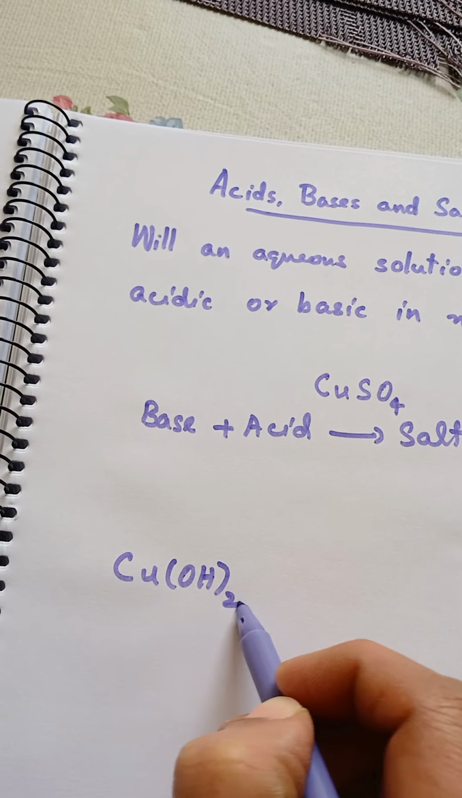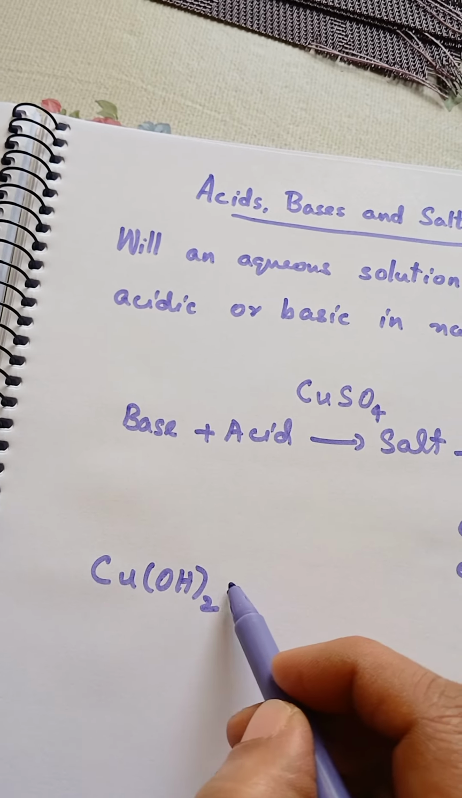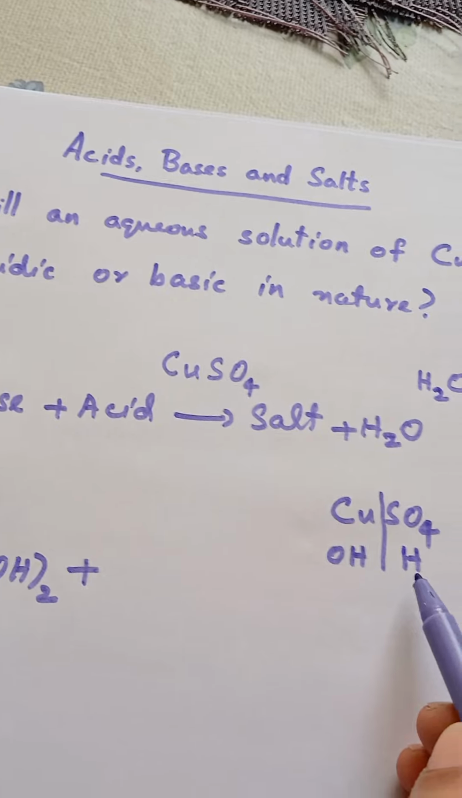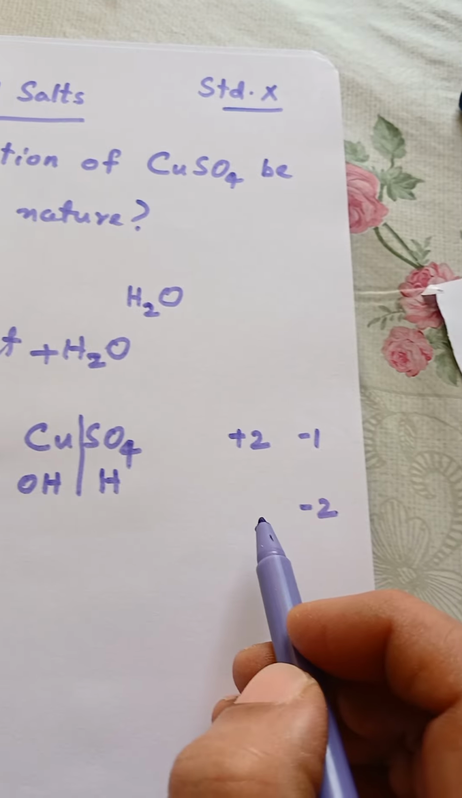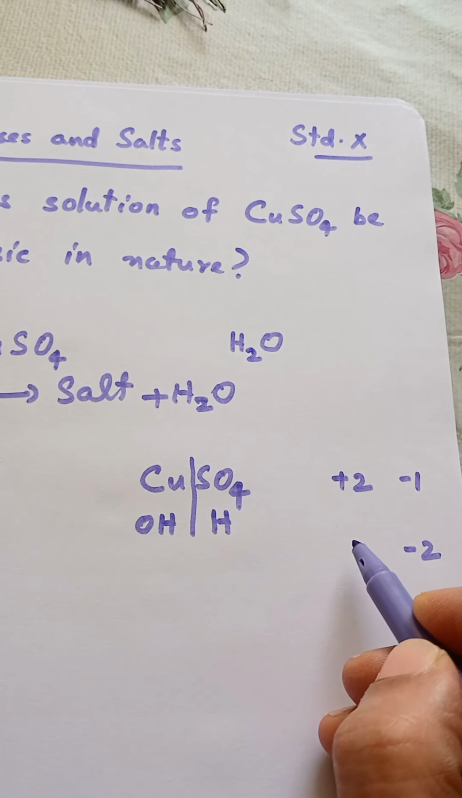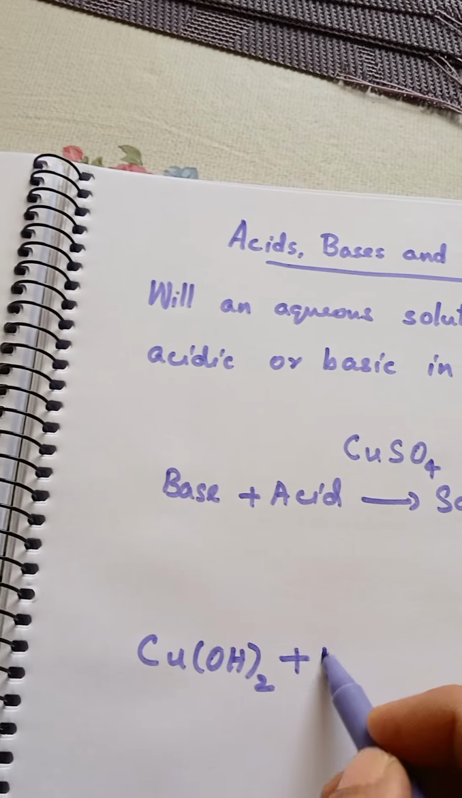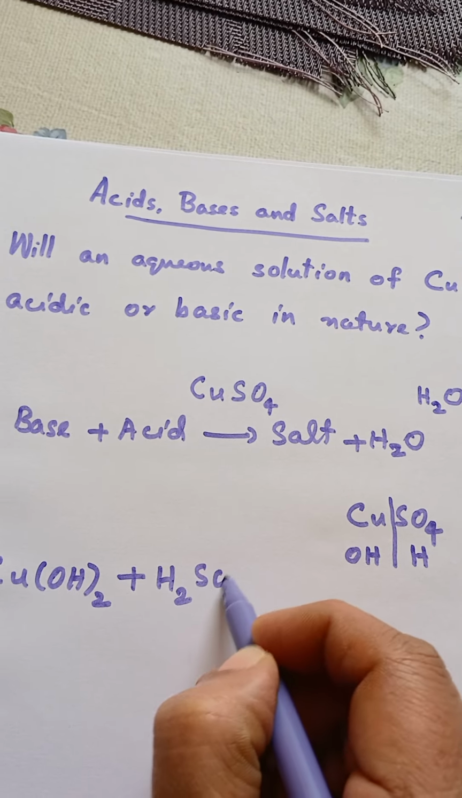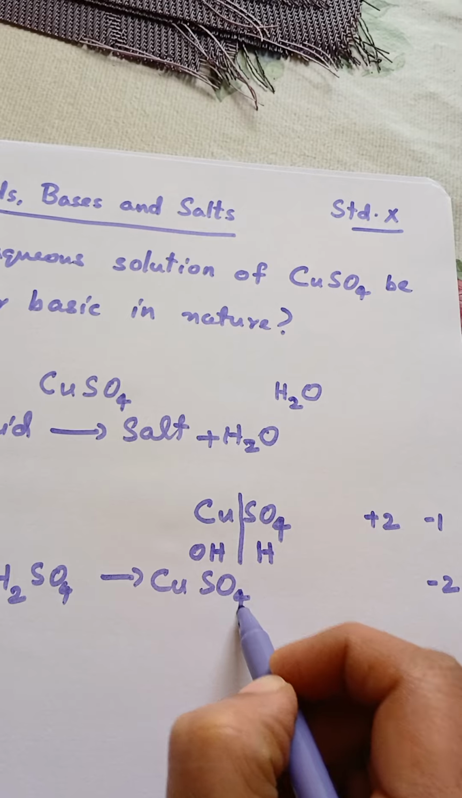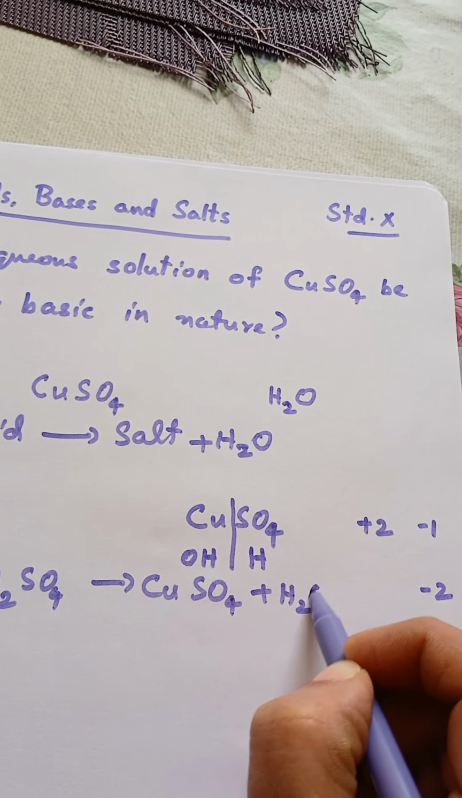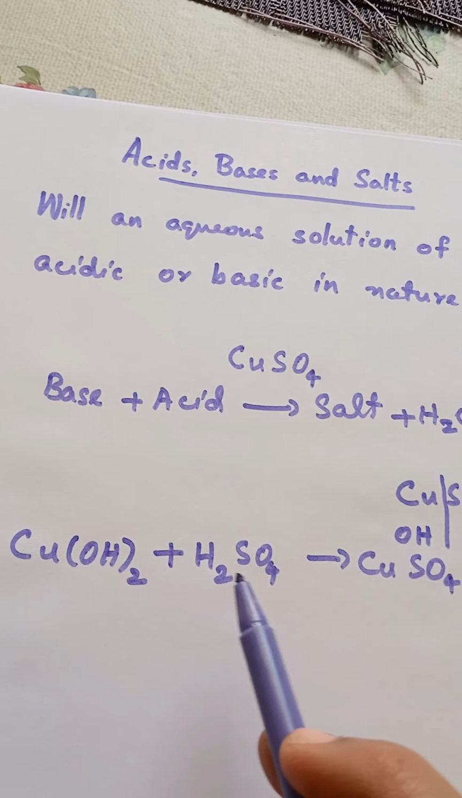Cu(OH)2. This is copper hydroxide. Plus for the acid, sulfate is having -2, and so we need 2 hydrogens. So we can write the acid as H2SO4, giving CuSO4 plus H2O. Need to balance it.